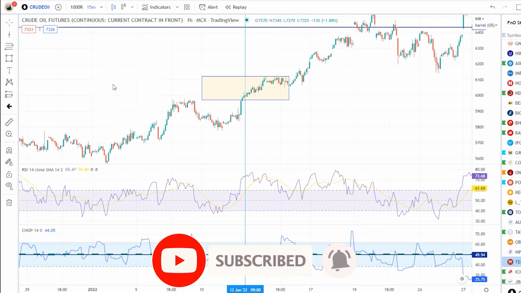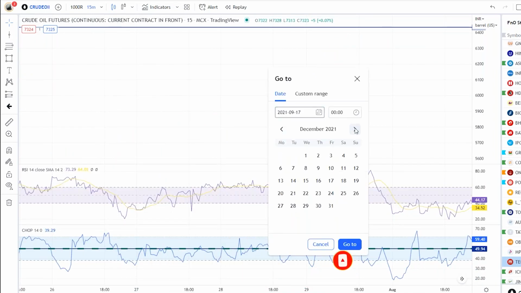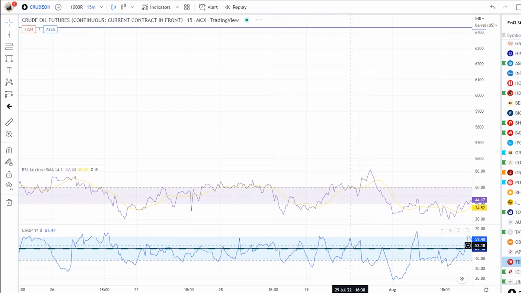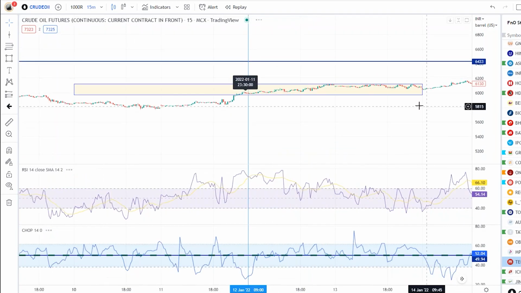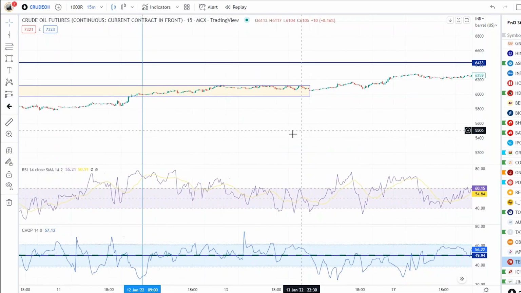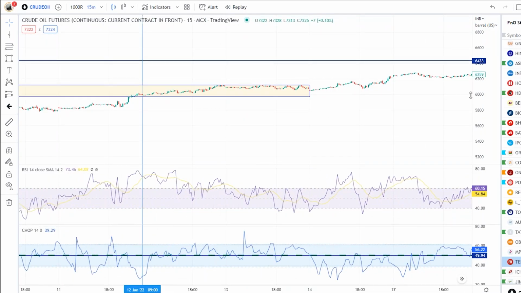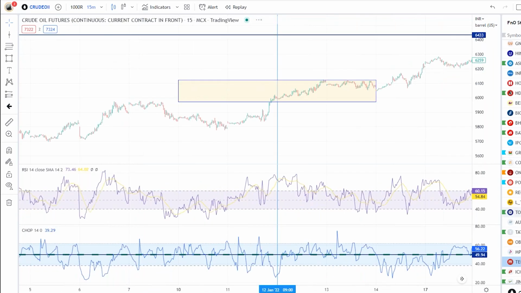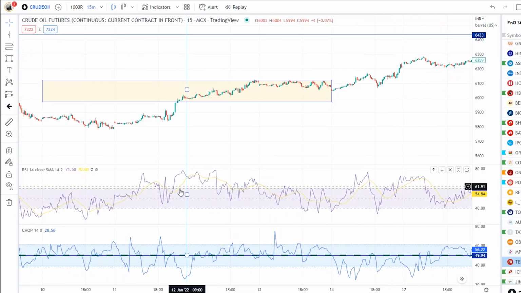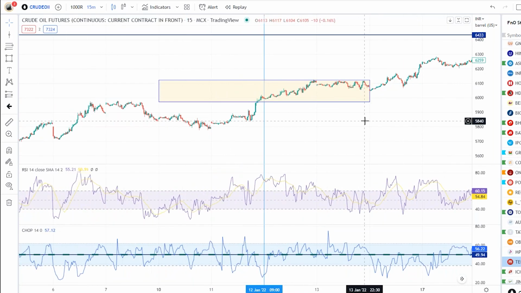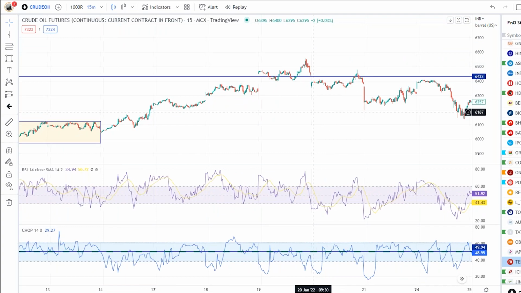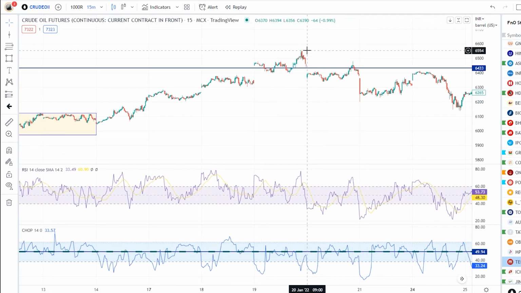This is 12th of January. How do we take entry on the shorter time frame? So here it is. Now you can see it very clearly. Notice at this point, RSI has gone above and choppiness has come below 50. So you have a right entry at this point, at about 6,000, and just trail your stop loss and see the movement that has come from 6,000 to 6,554.